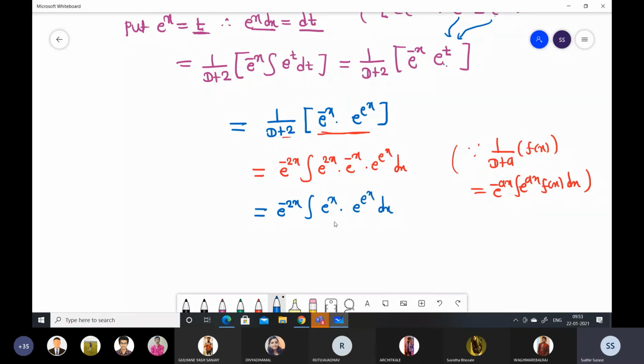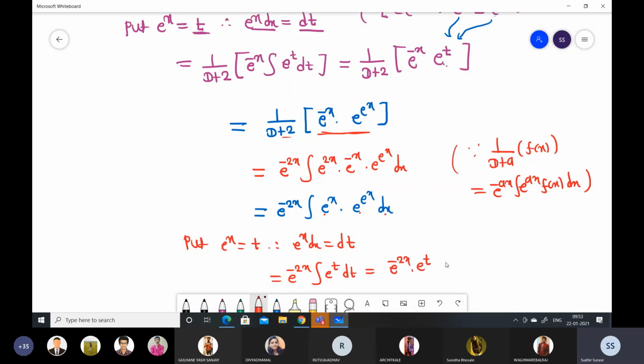Okay, again the same substitution will work. So put e to the power x is equal to t. So therefore e to the power x into dx is equal to dt, and so this expression will become e to the power minus 2x inside the integral, this e to the power x into dx will be dt, and this term will be e to the power t dt, and the answer will be e to the power minus 2x into e to the power t.